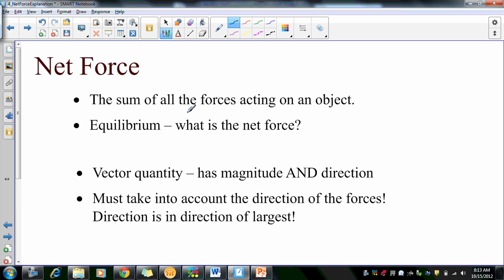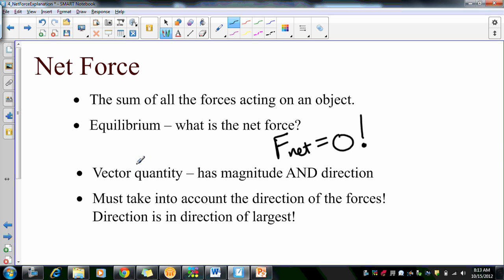All right, so net force is the sum of all the forces acting on an object. So for equilibrium, what is the net force? F net is equal to 0. And notice here we're saying net, not N. Fn is the normal force. Here we're talking about the net force. So the net force in equilibrium is 0.